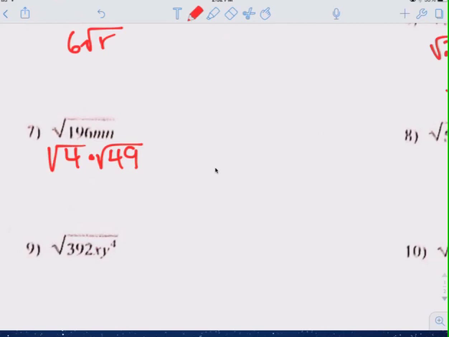What is the square root of 4? 2. What's the square root of 49? 7. 2 times 7 is? 14. So 14. It was 14 times 14, which was, whoa.